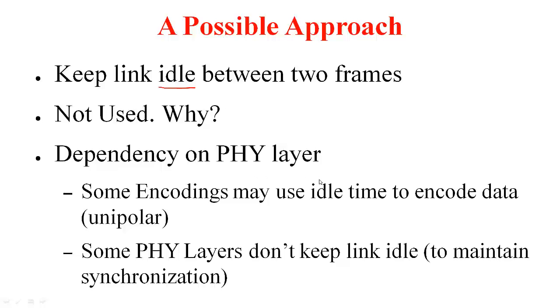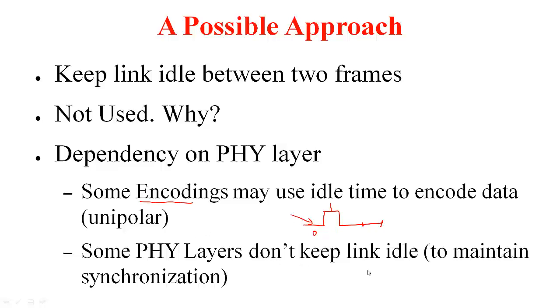In other words, the link layer should work with any physical layer. It shouldn't matter how the physical layer is designed. So for example, some physical layer encodings may use idle time to encode data. For example, in unipolar, you have something like this. So 0 is encoded as an idle time and 1 is encoded as a voltage level. Now, if you want to use idle gap, this encoding cannot be used.